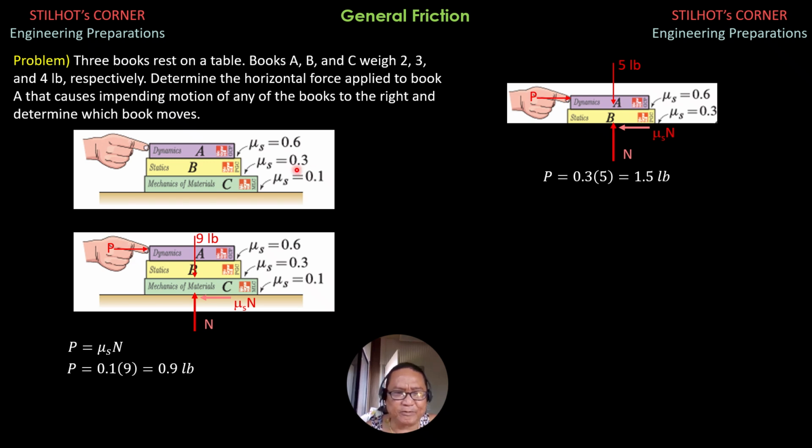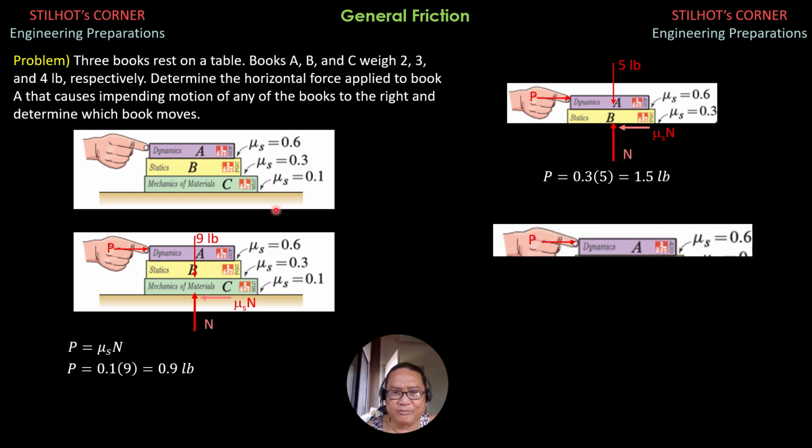Then lastly, if only A will tend to move past both B and C, the FBD would look as shown. So we have P, and the weight is the weight of A, which is just 2 pounds. Therefore, the normal reaction at the contact surface between books A and B would also be 2 pounds. And since P is equal to mu s times N, P is equal to 0.6 times the normal, which is 2 pounds, and that is 1.2 pounds.